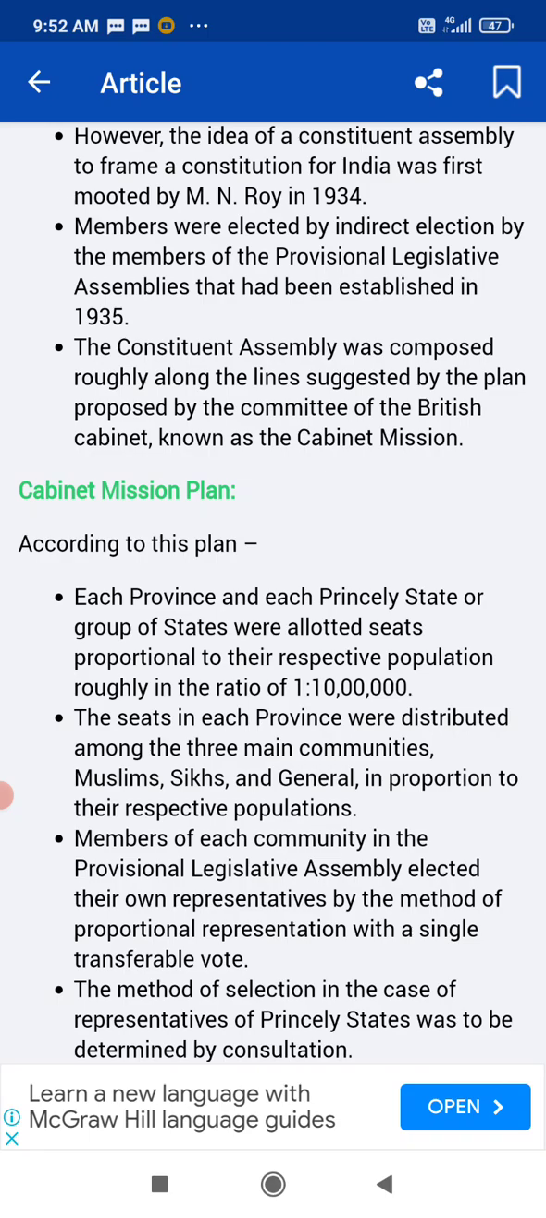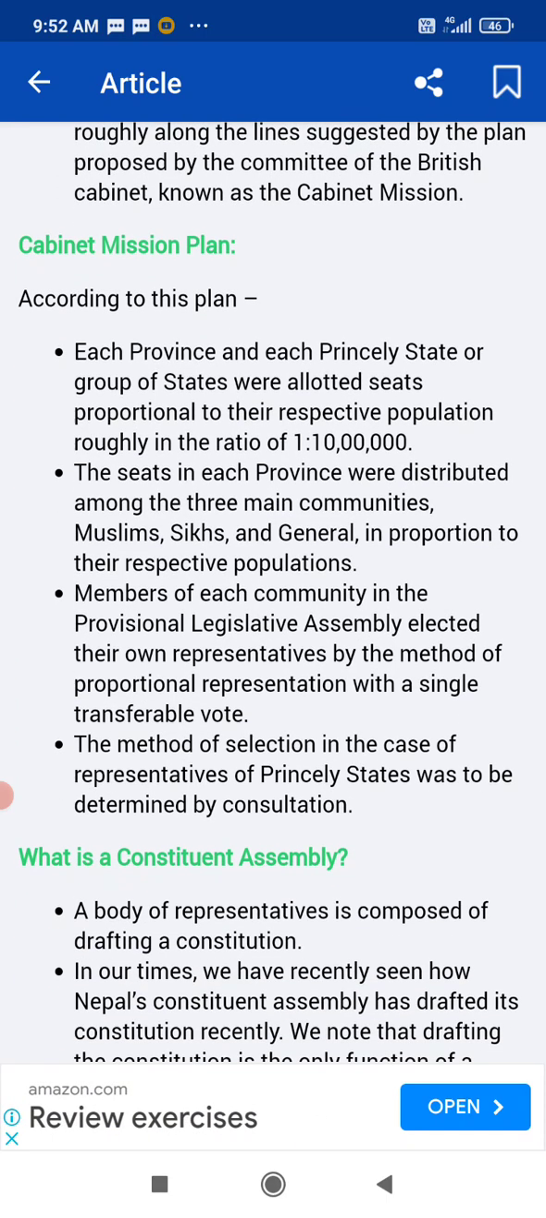The seats in each province were distributed among the three main communities, Muslim, Sikh and General, in proportion to their respective population. Members of each community in the provincial legislative assembly elected their own representatives by the method of proportional representation with a single transferable vote. The method of selection in the case of representatives of princely states was to be determined by consultation.